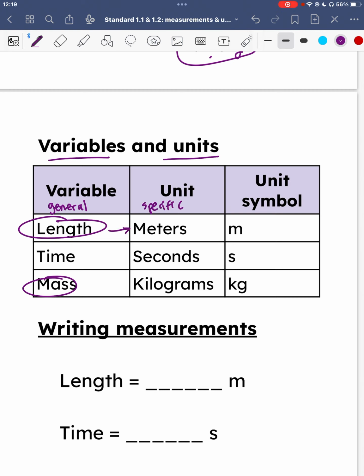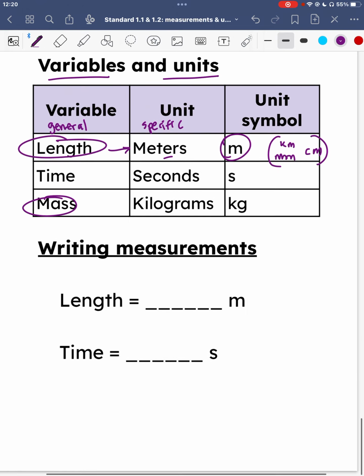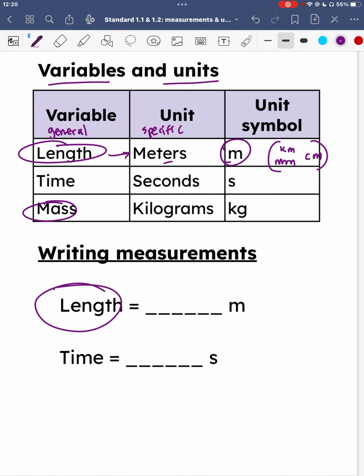So length can be measured in meters, it could also be in kilometers, or in millimeters or centimeters. Meters is kind of the base unit, so I'm using meters and m as an example here, but there are all types of units that I could express a measurement in. This is important because when we're indicating that we've measured something, we use the variable and find out what the value is for that unit.